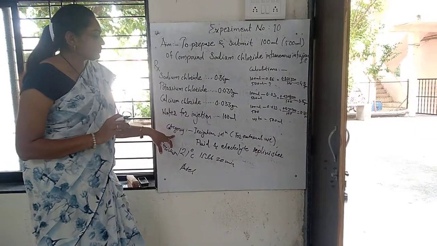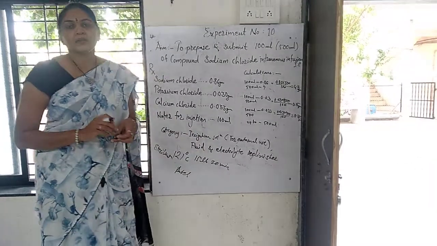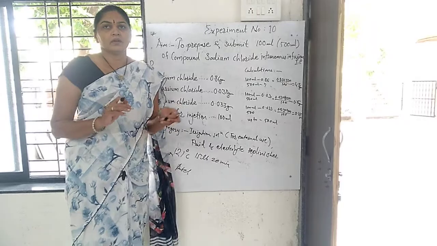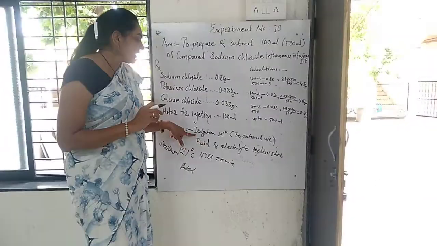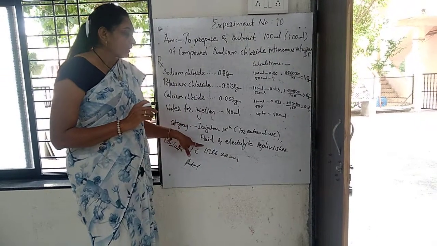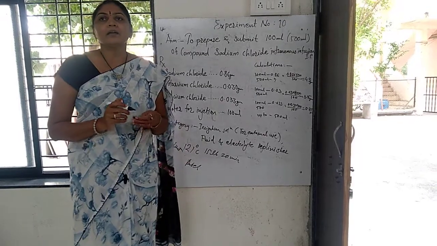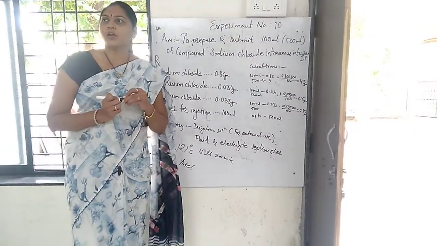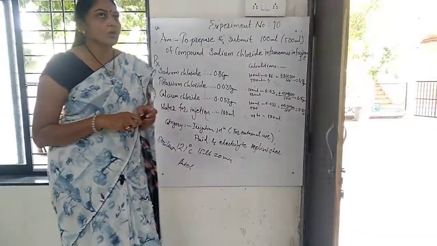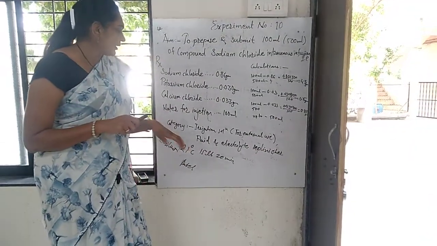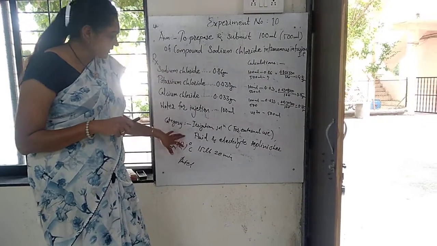Then the category of this preparation: it is also used as an irrigation solution, that is for washing of wounds. It is used for external use as an irrigation solution. The preparation is used as fluid and electrolyte replenisher. When there is severe loss of electrolytes and water, as in case of diarrhea, at that time this Ringer's solution is used.